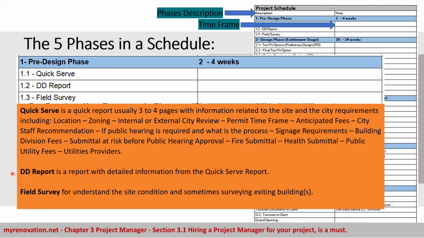The second report, the due diligence report. Due diligence report is a report with detailed information. So basically whatever is here on the quick serve report, we just give it more information and details, and we provide the due diligence report. The third item is field survey for understanding the site condition, and sometimes surveying the existing building.